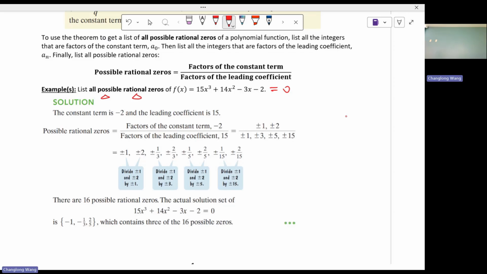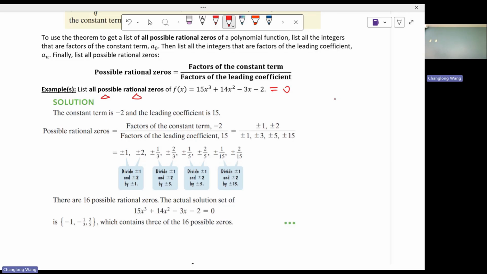You just look at the absolute value and come up with all possible integers that might be a factor. Then you need to include both positive and negative possibilities. So now I hope that you understand -2 has 4 possible factors: plus or minus 1, plus or minus 2.